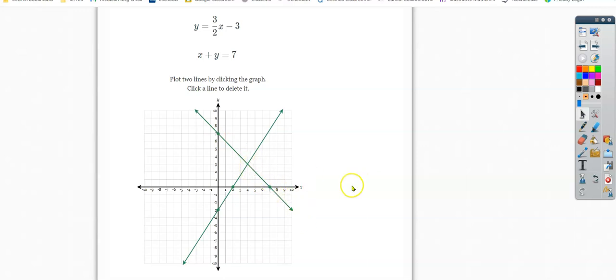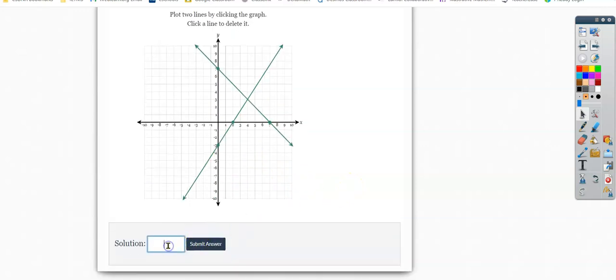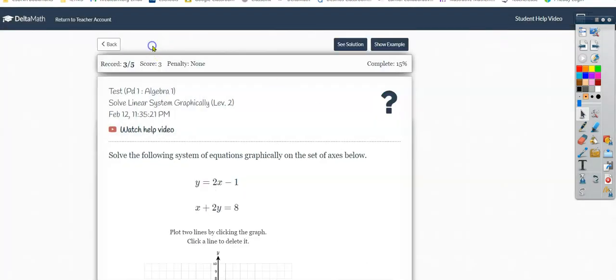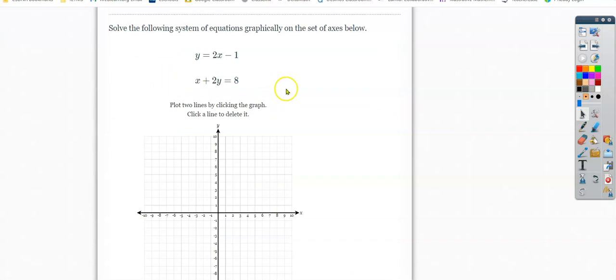This right here is the point of intersection, or the solution to the system, which is the coordinate point 4, 3. So you can use slope-intercept graphing, or you can use x and y intercepts.